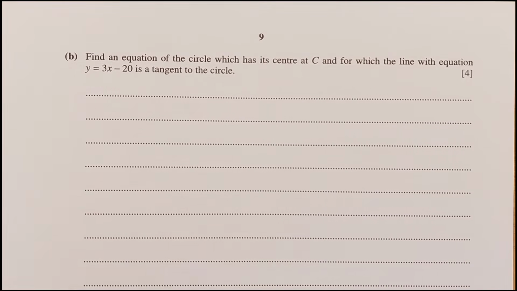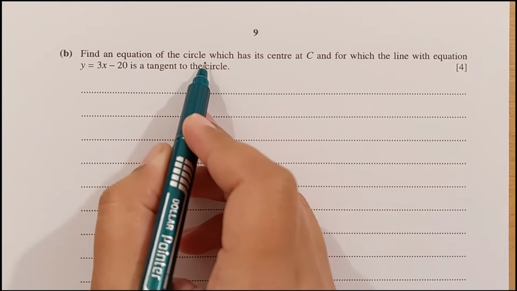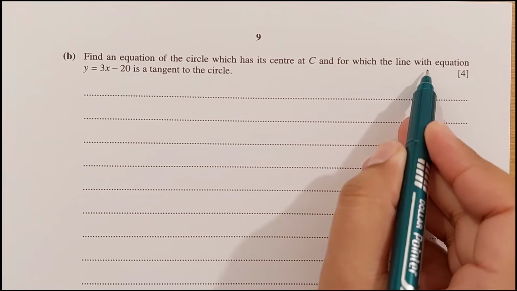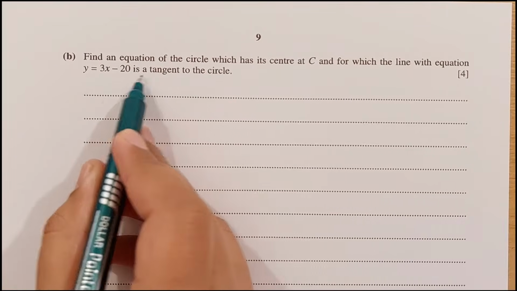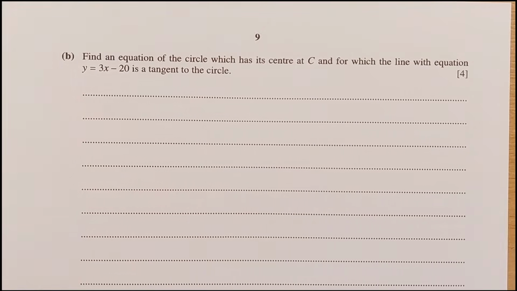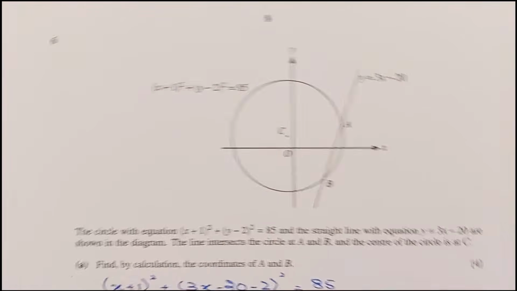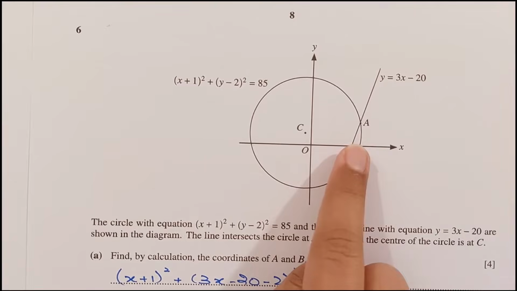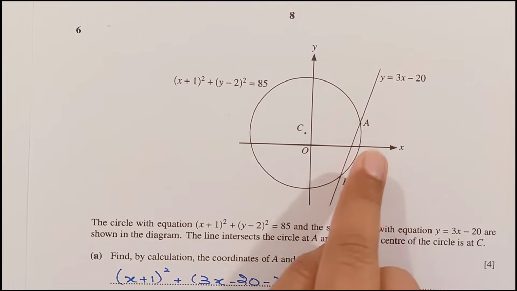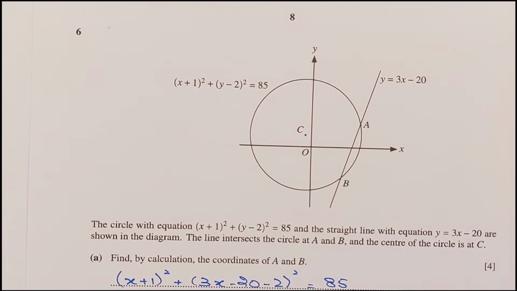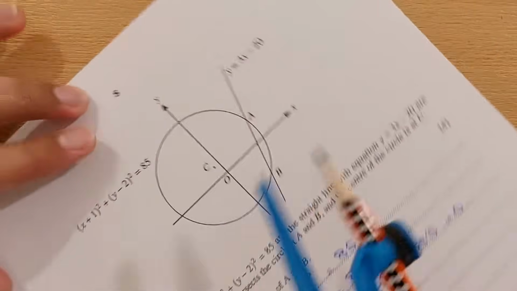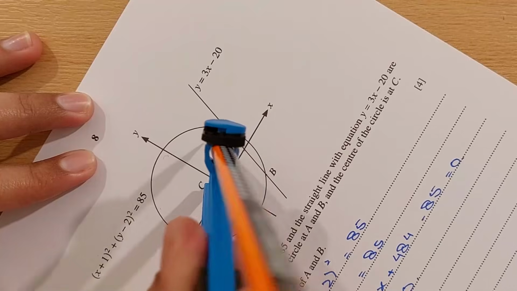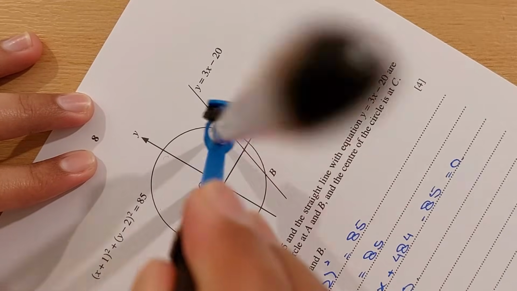Now for part b, find an equation of circle which has its center at C and for which the line with the equation y equals to 3x minus 20 is tangent to the circle. Okay. So as you can see, they said the center of a circle stays the same, but this line is tangent to the circle. It means this line touch the circle at only one point. Let me draw the circle with the same center and it touch this line because it is tangent to that circle.